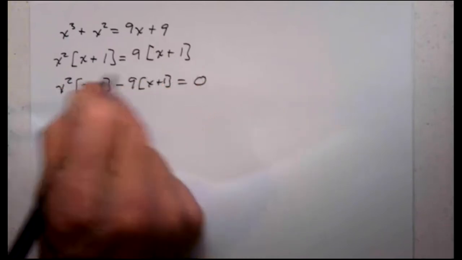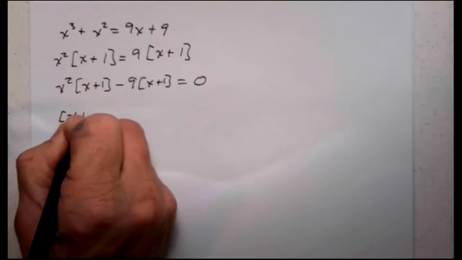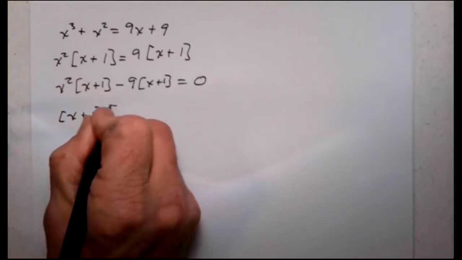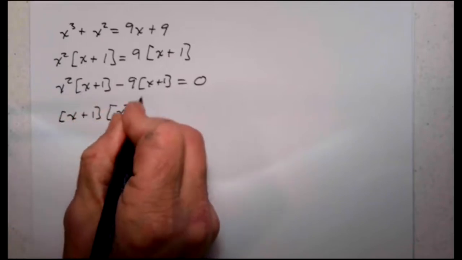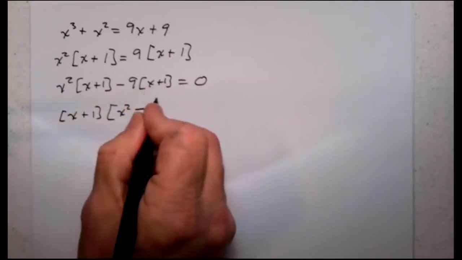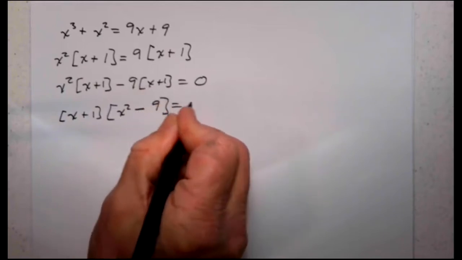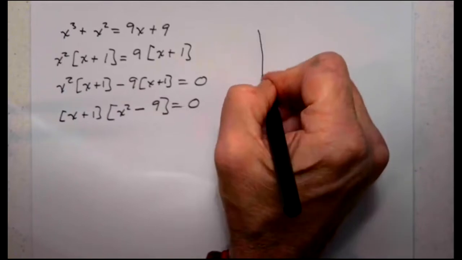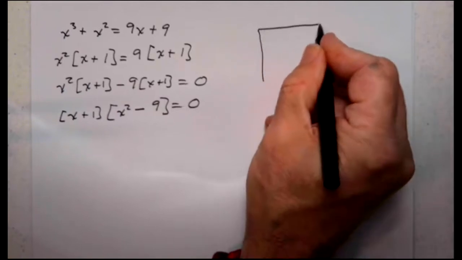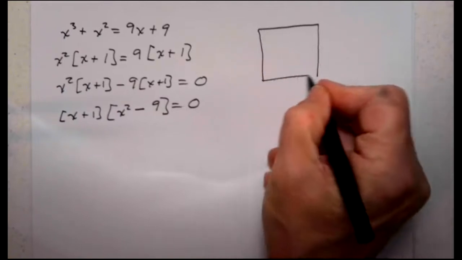And you will notice these two pieces have a common factor of x plus 1. If I divide out x plus 1, divide this first piece by x plus 1, I'm left with x squared. Minus, divide this piece by x plus 1, and I get 9. So I have x plus 1 times x squared minus 9 is 0. Let's go ahead and factor x squared minus 9.